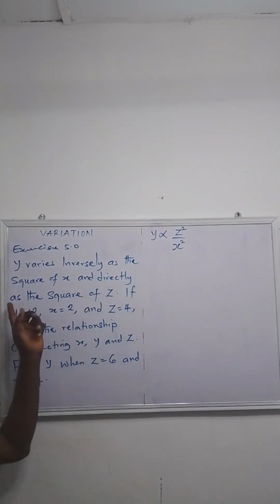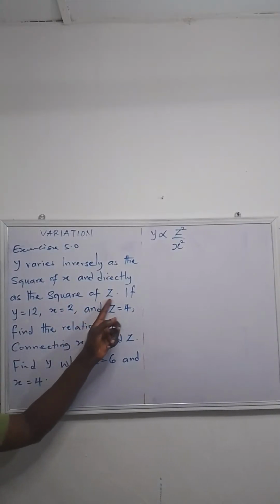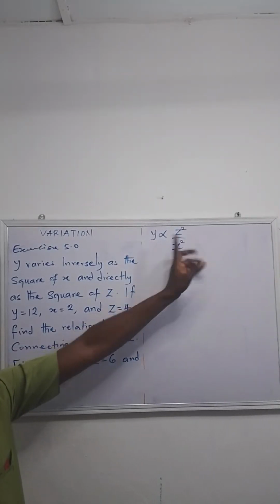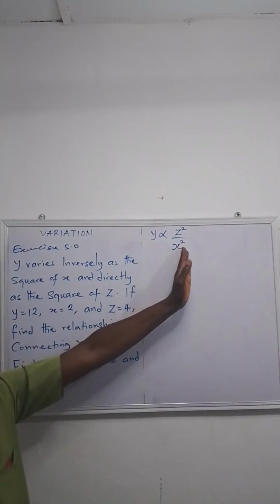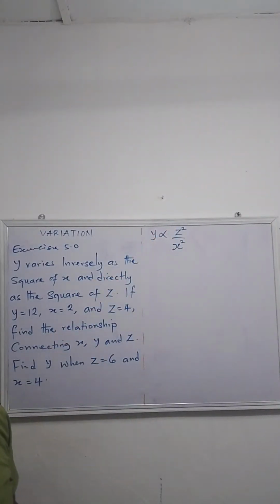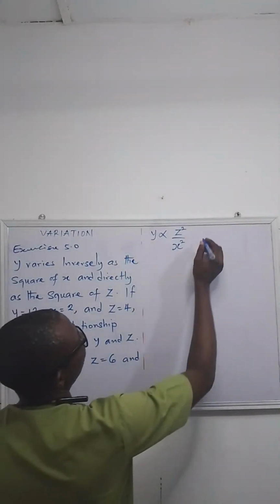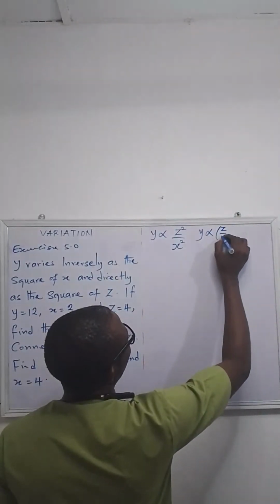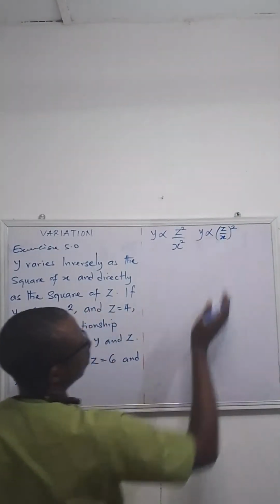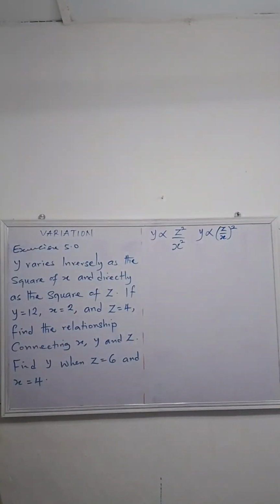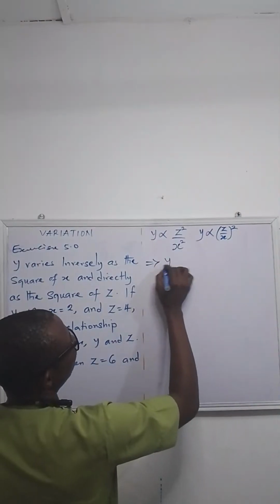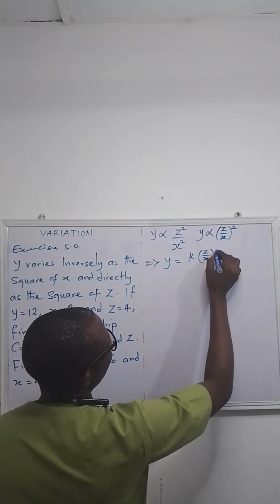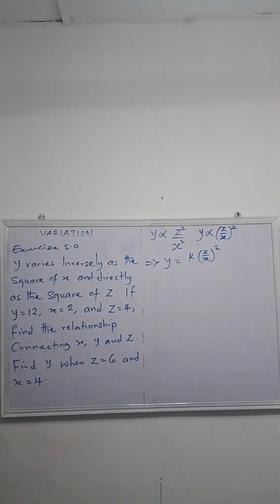And directly as the square of z. So this is the square of z directly. So z is not inverse, so it's not coming down, it's going to stay at the top. So that is what we have there. So this can be written as y varies as z over x squared, all squared. So you just factor out the square. That implies that y equals k times z over x squared. Okay, so we can have it that way.